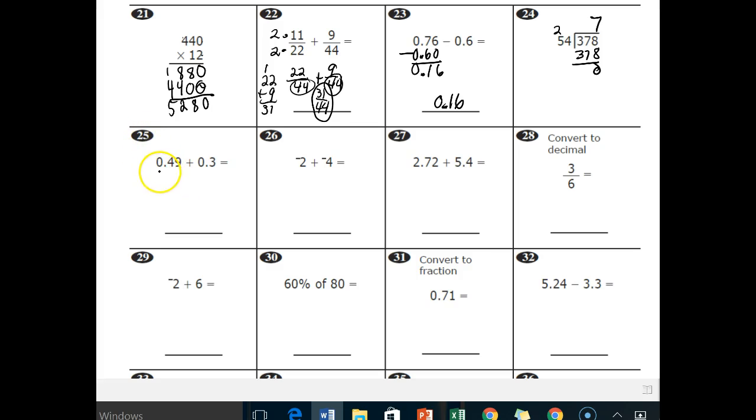25. Make sure you line up your decimals. 0.30. 9 plus 0 is 9. 4 plus 3 is 7. Decimal, 0.79.